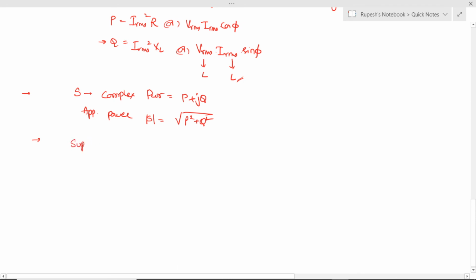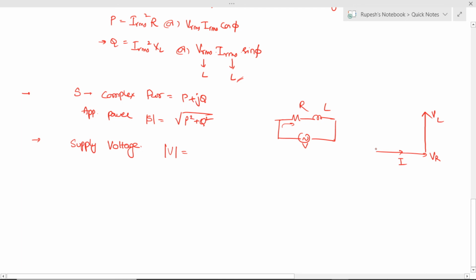Now, supply voltage, mod V. So for the same RL circuit, suppose R is like this, L is like this, and it is connected to a supply voltage V. So this is R and this is L. Here, the same current is flowing through both the elements. So I take the I direction like this, and VR will be in phase with I, and VL will be at right angle.